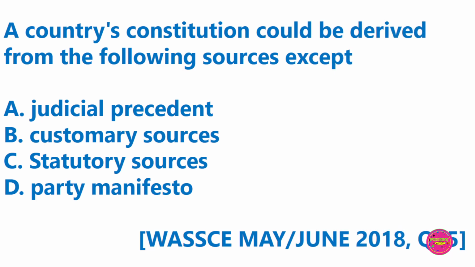A country's constitution could be derived from the following sources, except A. Judicial precedent, B. Customary sources, C. Statutory sources, D. Party manifesto. The correct answer to this question is D. Party manifesto.